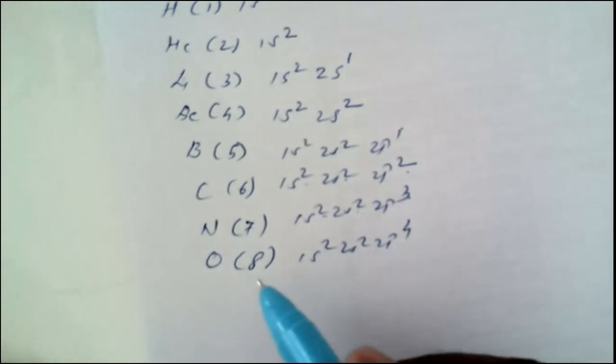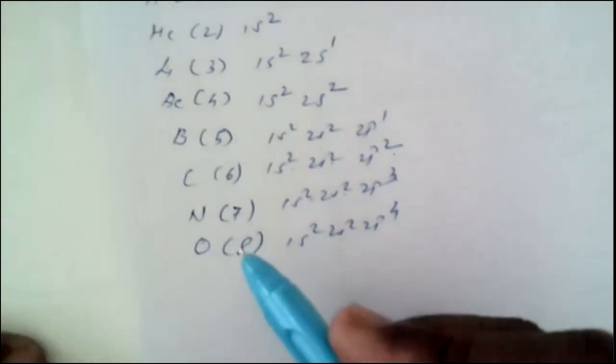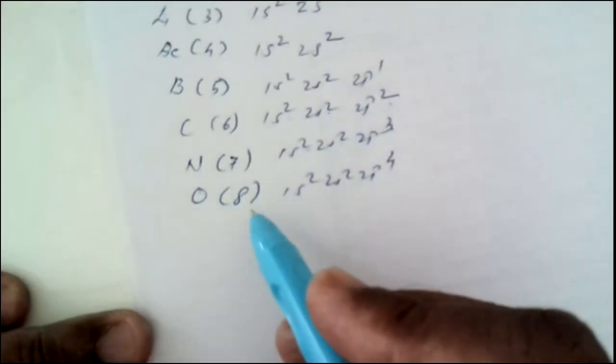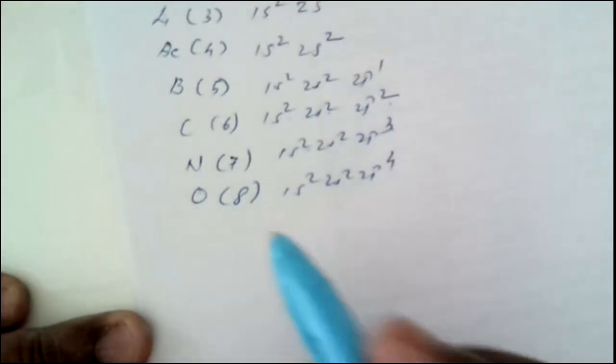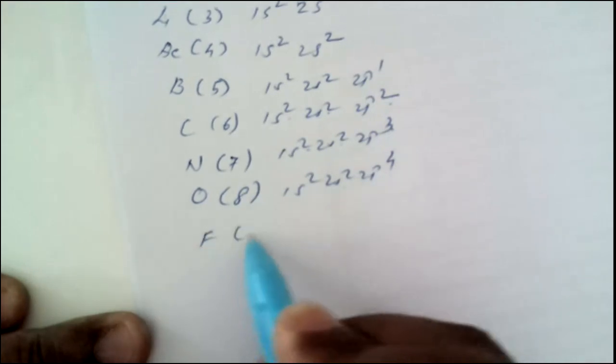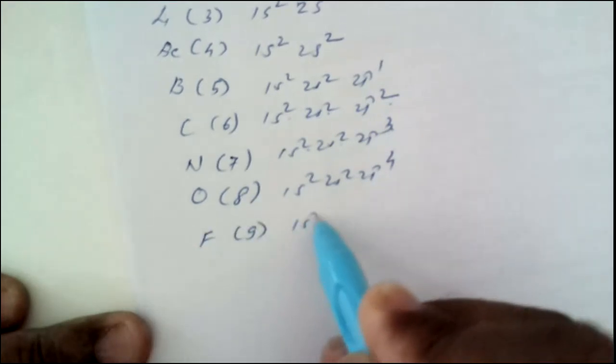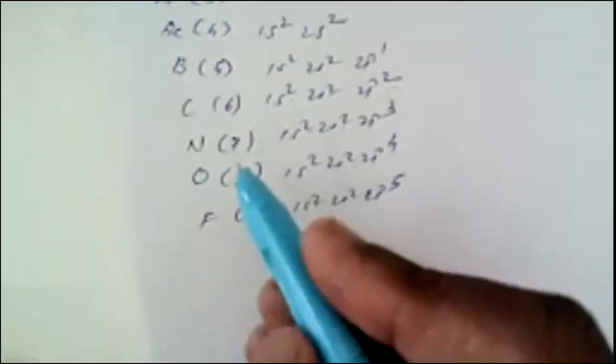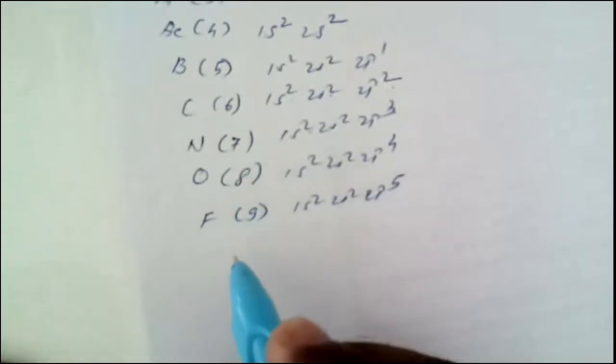The total number of electrons should tally with the total atomic number, which corresponds to the total number of electrons present in the atom. Then fluorine, atomic number 9, electronic configuration 1s2, 2s2 and 2p5. Fluorine is a seventh A group element that is known as a halogen or halide element.